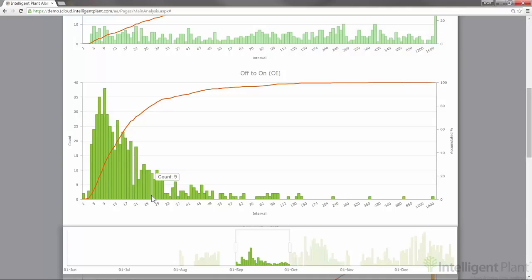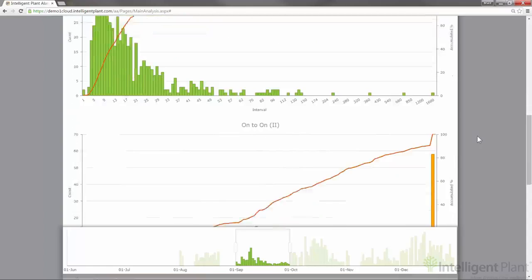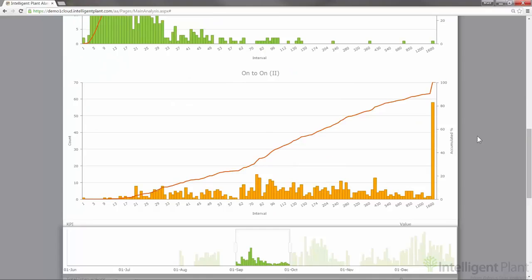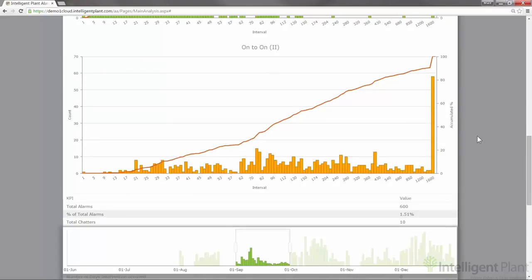Unlike the fleeting example, where the alarm is prevented from occurring, this alarm does happen, and all we've done is stop it telling the operator that it has happened over and over again. The on-to-on time shows time between enunciations, and this tends to be useful on controllers where we can often see cyclic behaviour indicative of tuning issues.